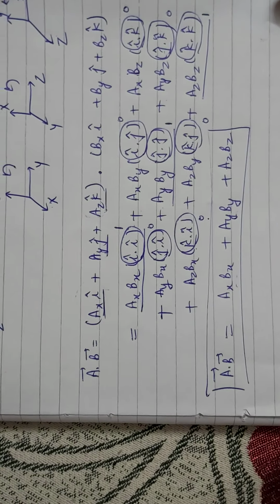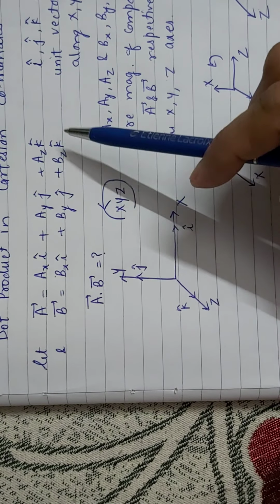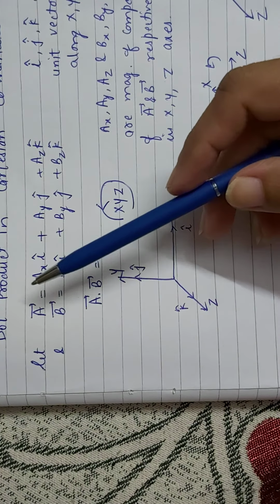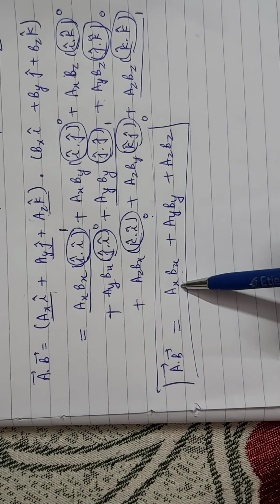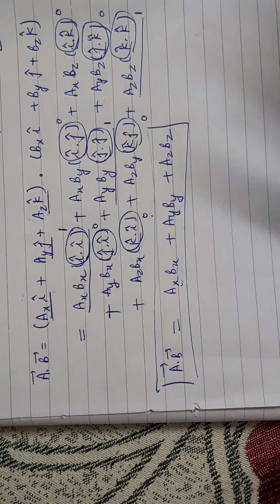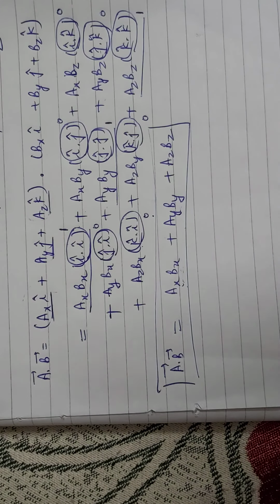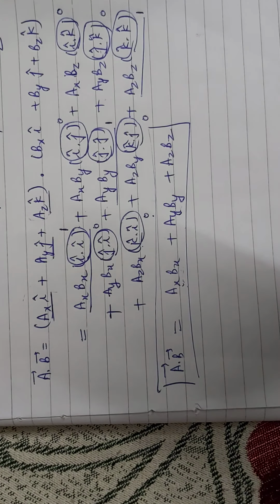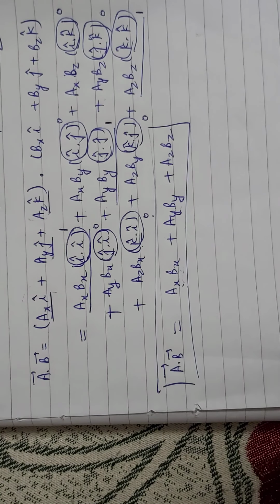So if we have two vectors whose rectangular components are given in three dimensions, then you can directly use this result: multiply the x components together, the y components together, and then the z components together, and finally we get the answer. I hope this concept is clear to you. Revise it through your book also, and practice by writing. If you face any doubt, you can ask me in your classes. Okay, thank you.